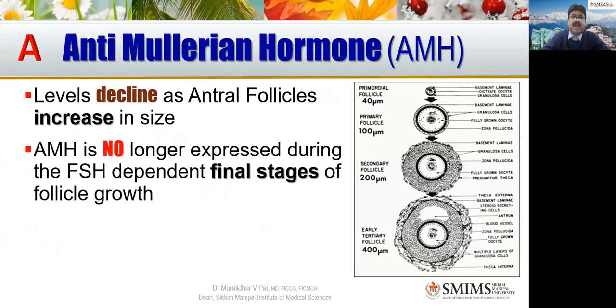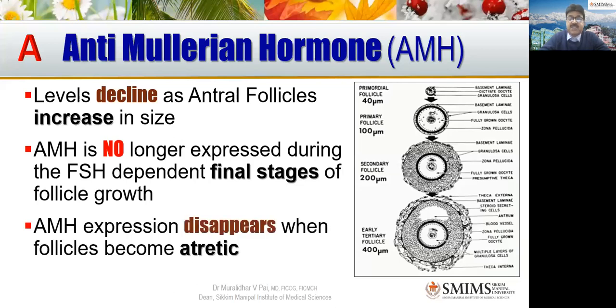So AMH is no longer expressed during the FSH-dependent final stages of follicular growth. When LH comes, they almost forget their job. They don't produce AMH at all. So that has to be kept in mind. AMH expression disappears when follicles become atretic altogether.